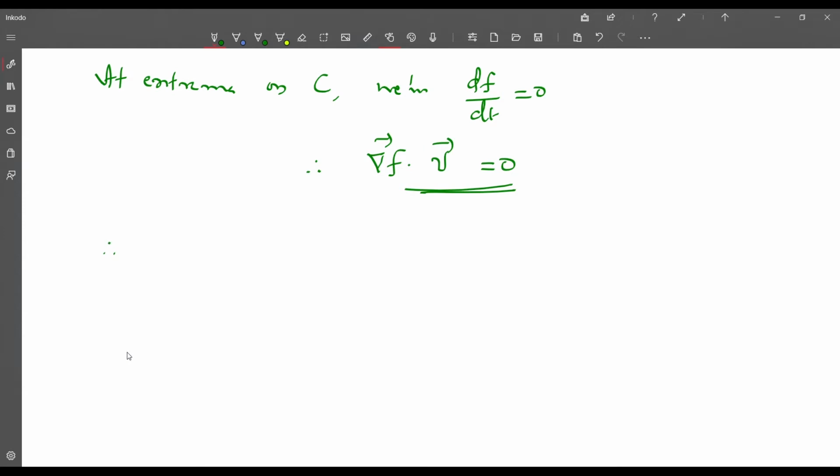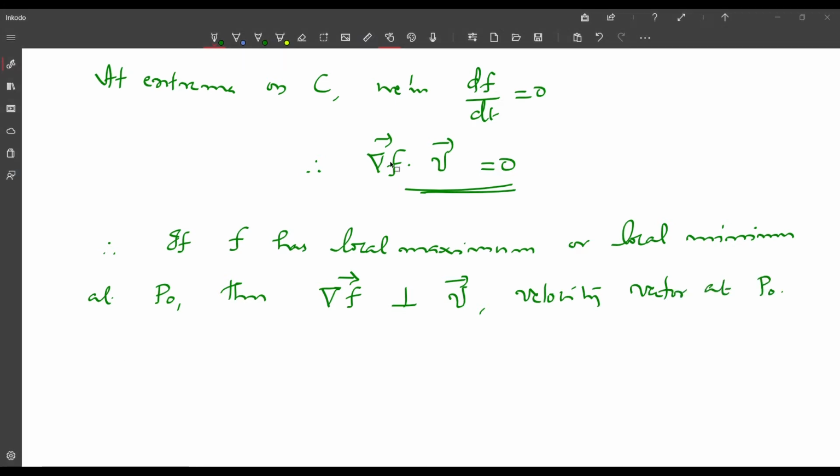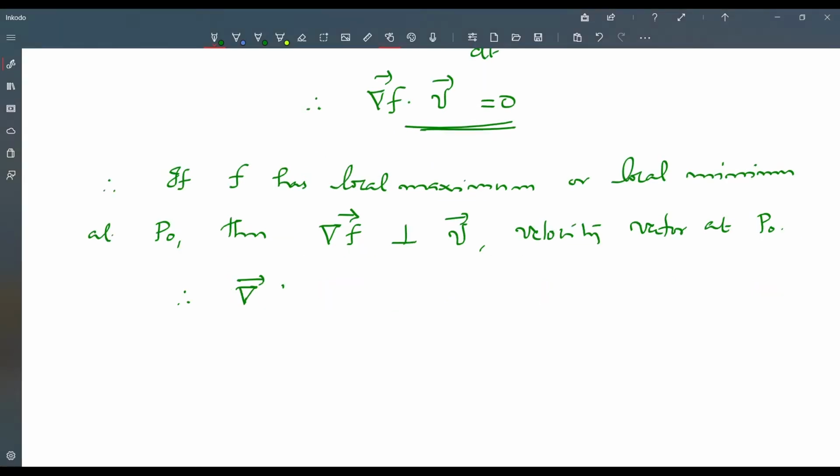Therefore, if f has a local maximum or local minimum at P naught, then del f is orthogonal to the velocity vector v at P naught. Therefore, del f is orthogonal to C at P naught. So this proves the orthogonal gradient theorem.